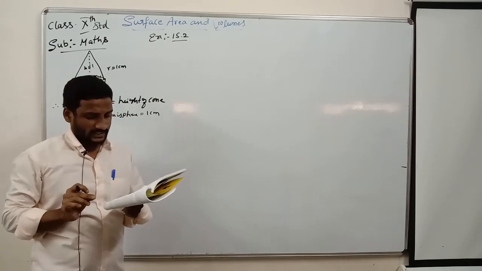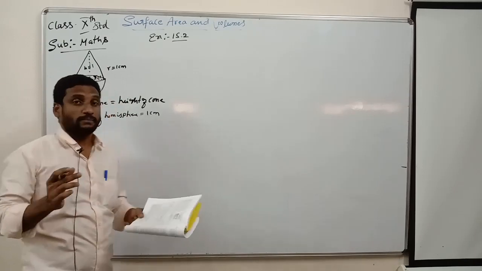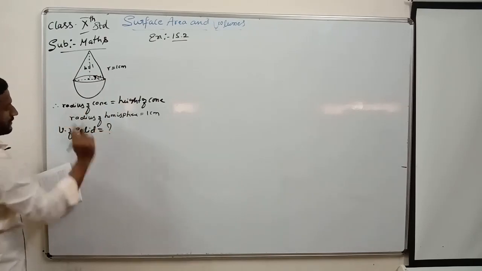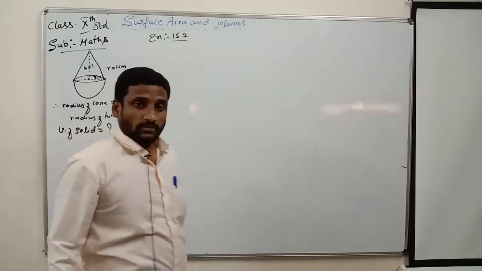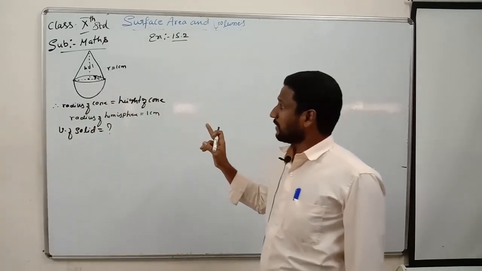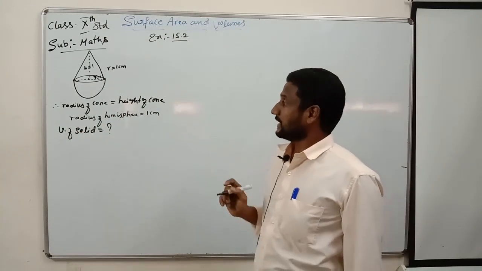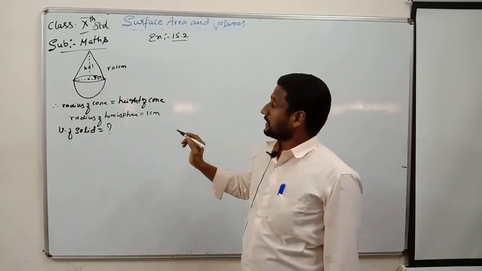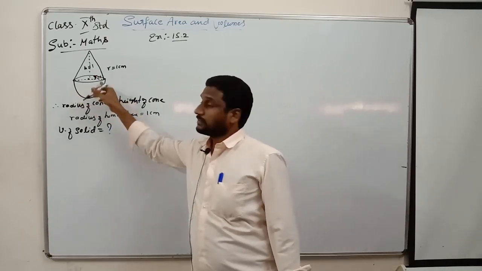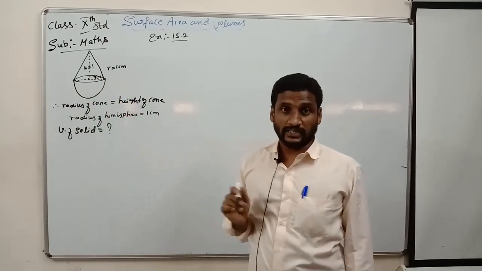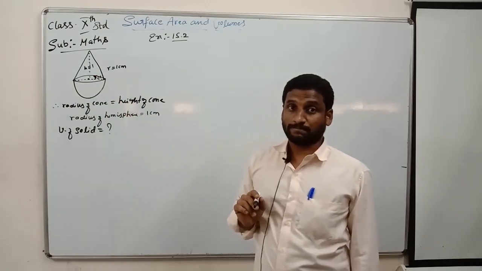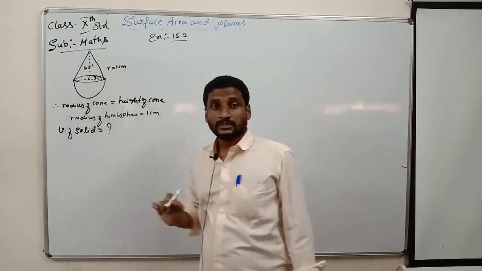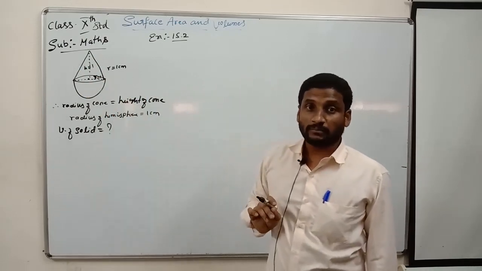The next sentence: find the volume of the solid in terms of pi. Volume of solid is equal to what, in terms of pi? Looking at the figure, we see two figures: one is the hemisphere, another is the cone. First we should find the volume of the hemisphere. We know from yesterday's class the volume of the hemisphere formula is 2 by 3 pi r cube, and the volume of the cone is 1 by 3 pi r square h.